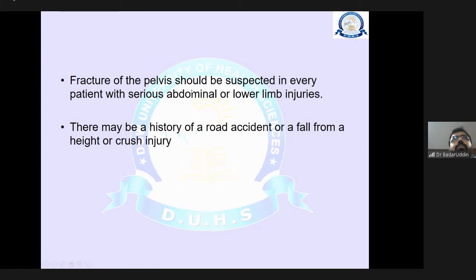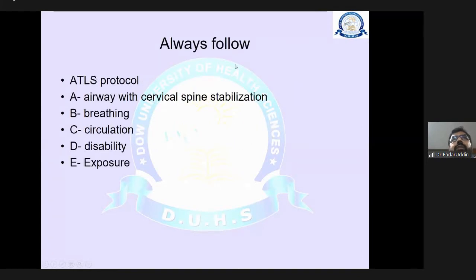So fracture of the pelvis should be suspected in every patient with serious abdominal and lower limb injury. There may be a history of road traffic accident or a fall from height or a crash. Whenever you see a patient come to your emergency with suspicion of pelvic trauma, always follow the ATLS protocol. ATLS: A is airway with cervical spine stabilization, then breathing, then circulation, then disability and exposure.